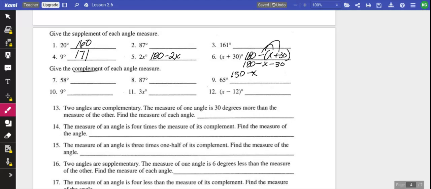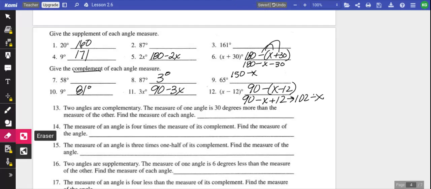Okay, for the second set, giving the complement, we're trying to add up to 90. So this would be 81. This would be 90 minus 3x. This one would be 90 minus (x minus 12), which changes into 90 minus x plus 12, which changes into 102 minus x.